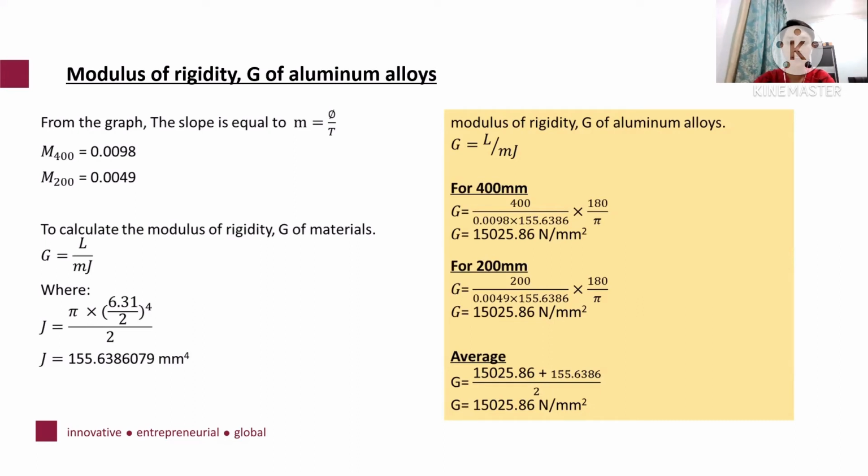For 400mm, the value of modulus of rigidity is 1525.86 Newton, and for 200 millimeter, the value of G is 1525.86 Newton. The value is the same because the slope for 200 millimeter is half of 400 millimeter. So the average value is the same since both values are the same.